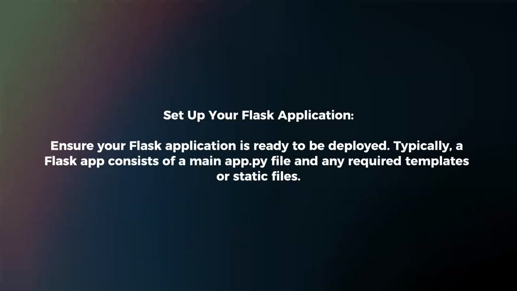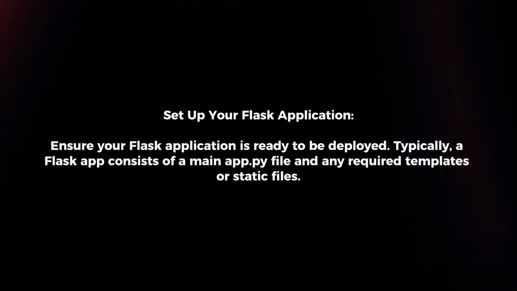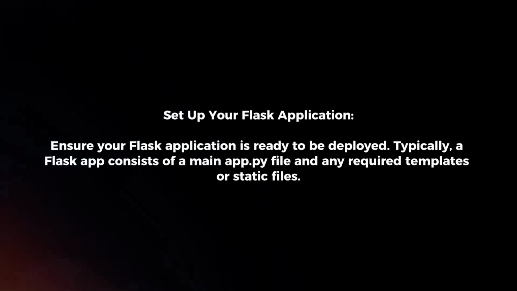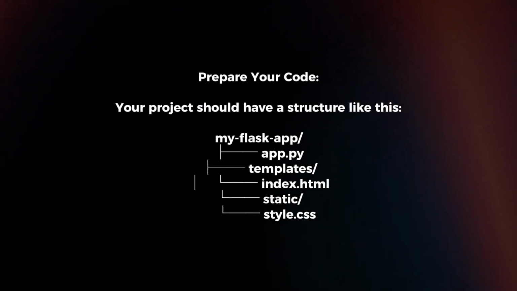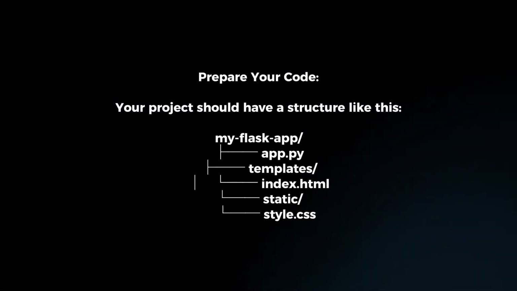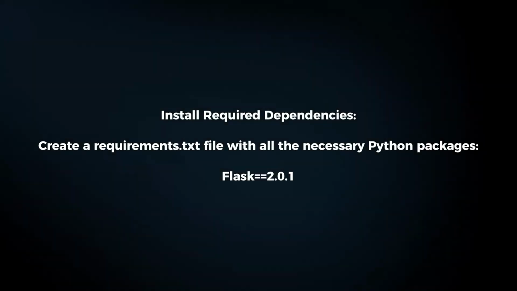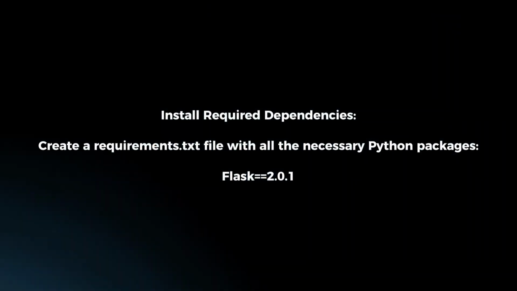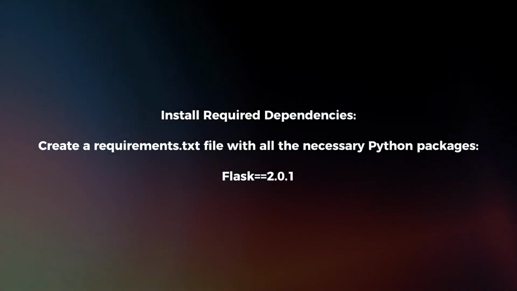Typically, a Flask app consists of a main app.py file and any required templates or static files. Prepare your code. Your project should have a structure like this. Install required dependencies. Create a requirements.txt file with all the necessary Python packages.